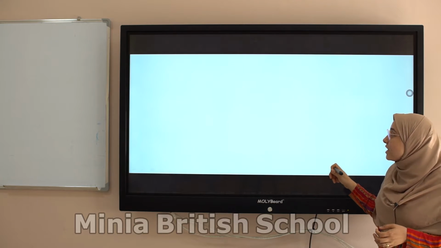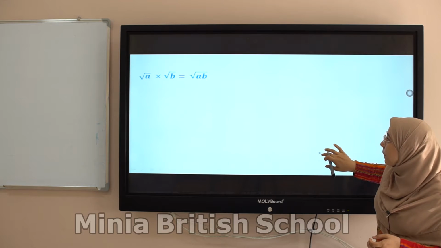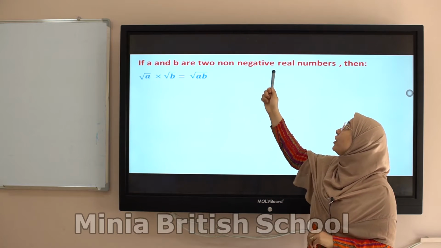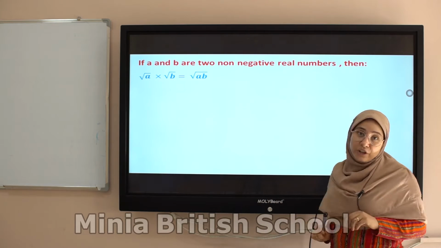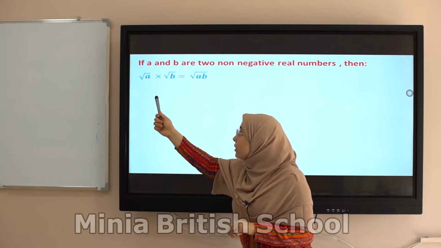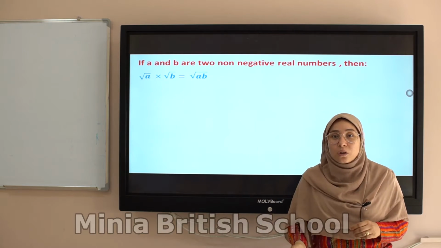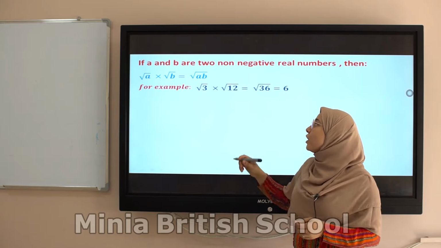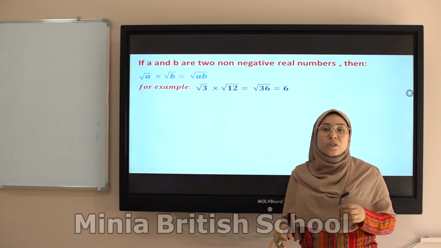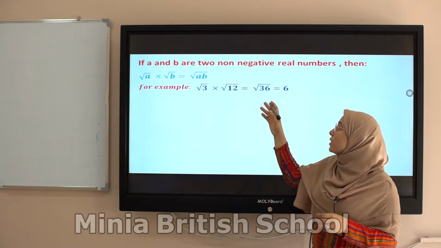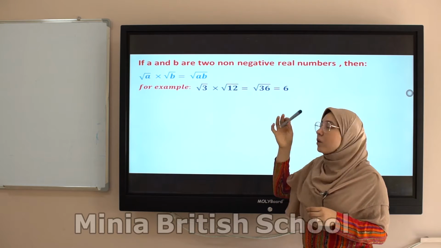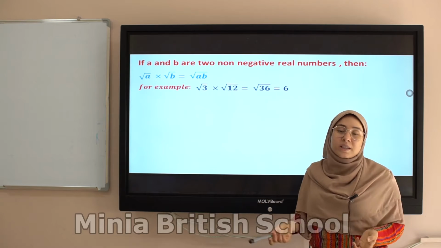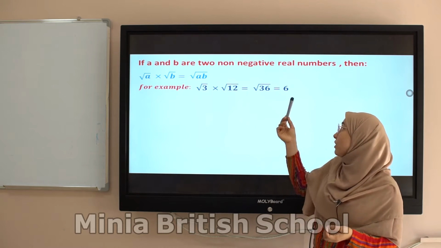So the first property here: if A and B are two non-negative real numbers, then root A times root B equals root AB. For example, root 3 times root 12 equals root 3 times 12, which is root 36. And we know 36 is a perfect square. Root 36 equals 6.